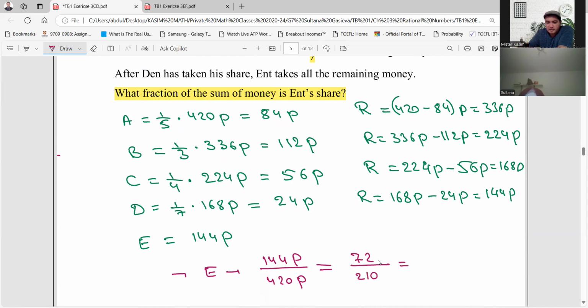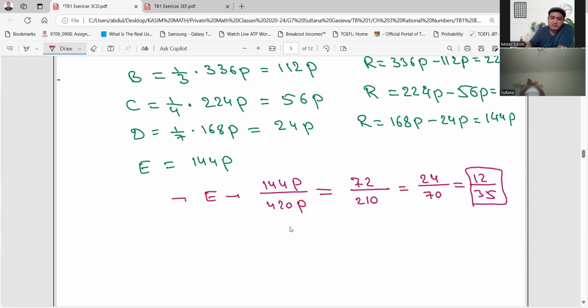Divide by 3: it is 24 over 70. Divided by 2, it is 12 over 35. Did you get 12 over 35? Yeah. Okay, but you got it really fast. How did you get this? I used a calculator.